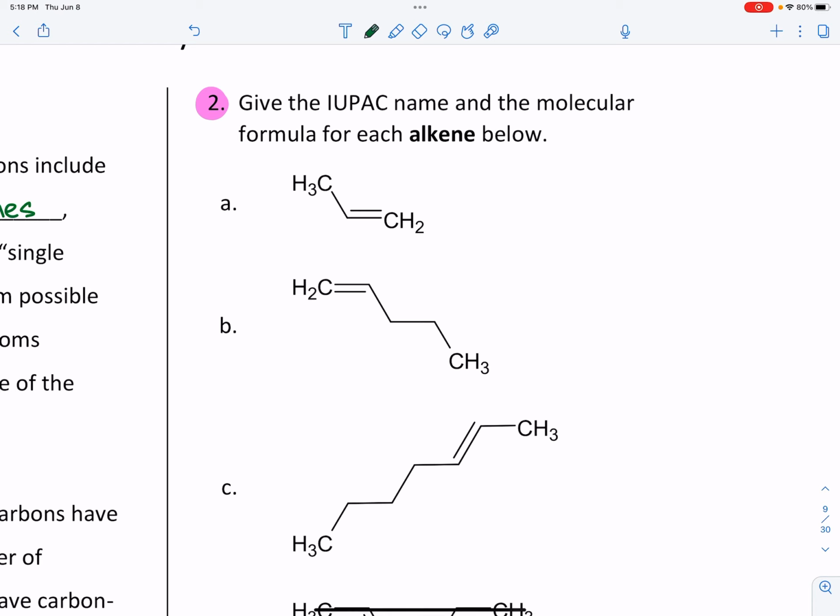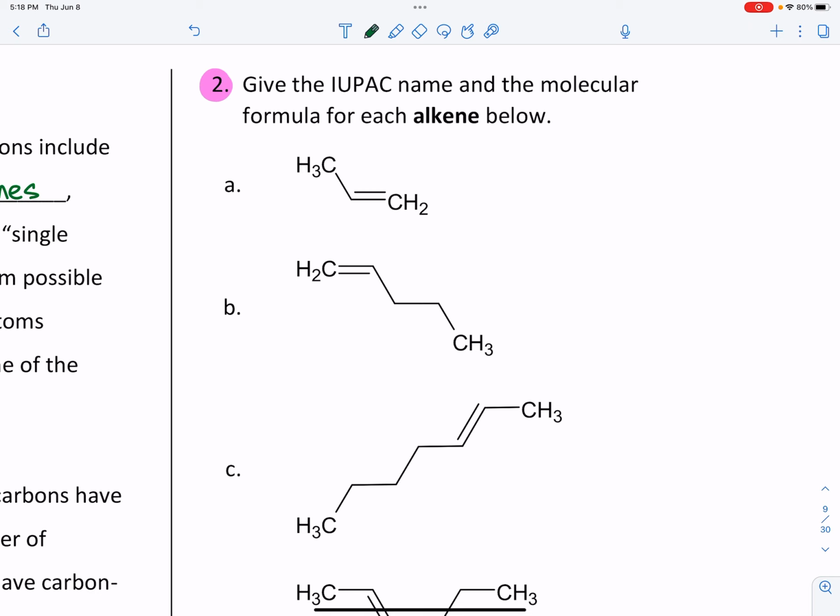In question 2, we're going to look at some examples. These are mostly bond line formulas, a little bit of a hybrid bond line formula because some carbons are shown. We're going to come up with the name and formula of some of these molecules. Let's do the first 2.